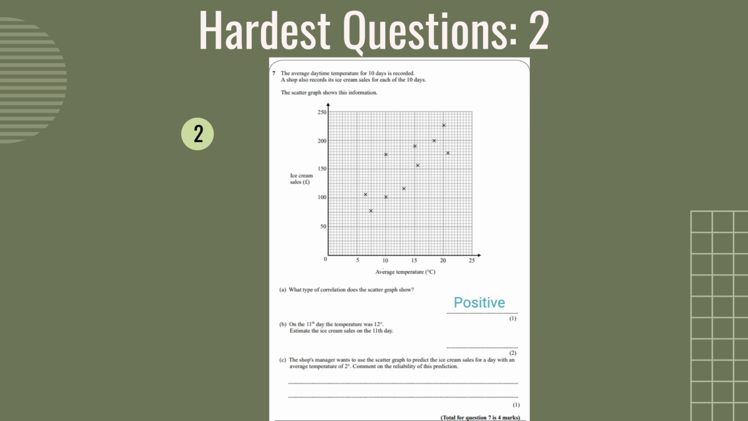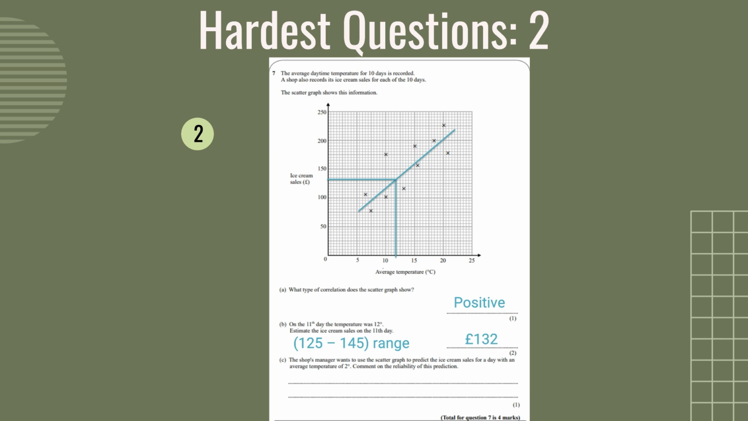Part B of the question says, on the 11th day, the temperature was 12 degrees. Estimate the ice cream sales on the 11th day. So first, we draw a line of best fit, then we draw up from 12, then across, and we get our answer of £132, with a range of 125 to 145.